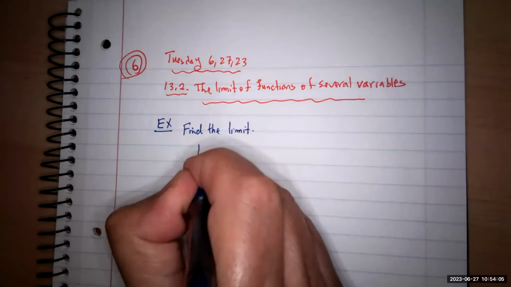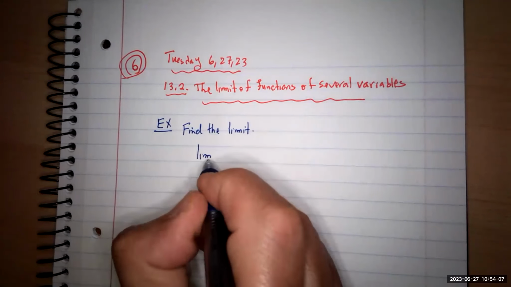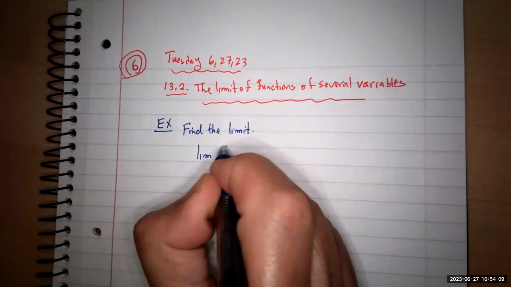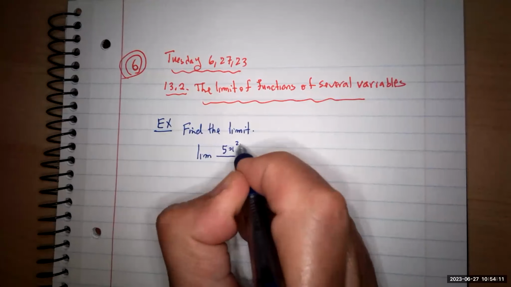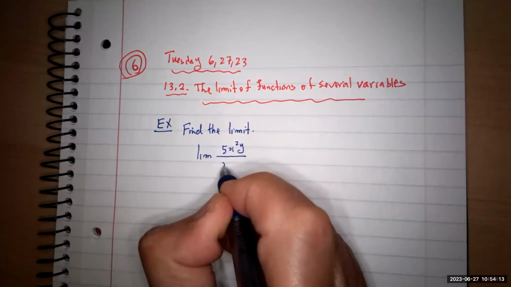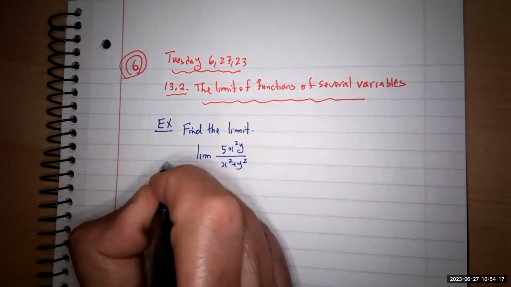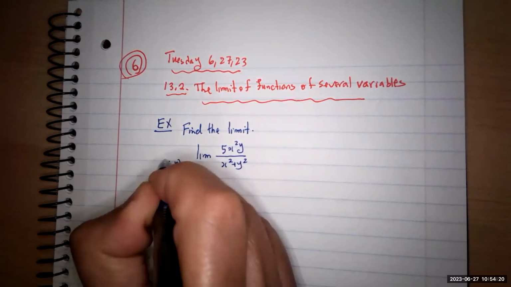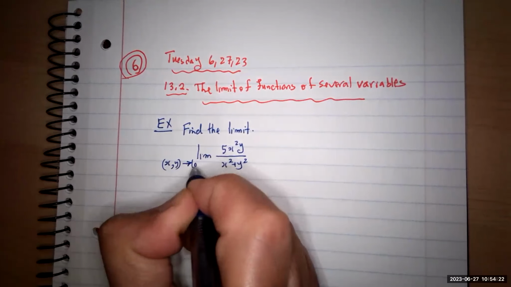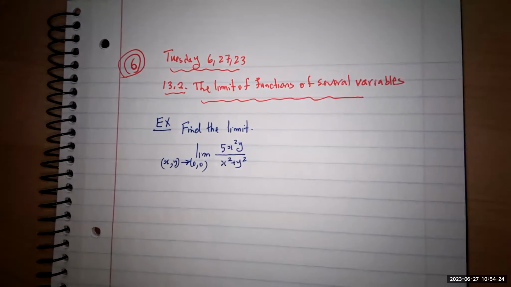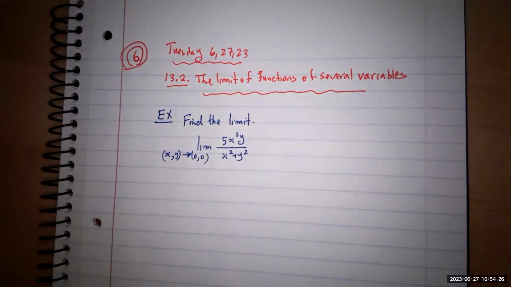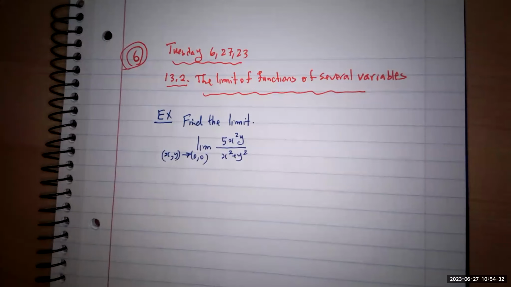So the limit is mostly at 0, and you want to find the limit of 5x squared y divided by x squared plus y squared, as (x, y) goes to (0, 0). Okay, you want to find this limit. Let's see what is special about this one. The top is a polynomial in x and y, and the bottom is a polynomial.